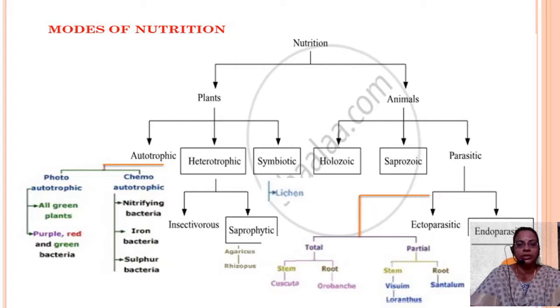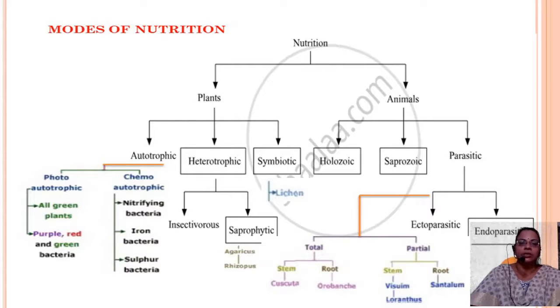In such case, in order to get that nitrogen, they are trapping the insects, and then their juice they will take. So protein they can derive from that source. That type of organisms are called insectivorous. So Venus flytrap, sundew plant, all these will come under the category of insectivorous plants. Pitcher plant is another one.